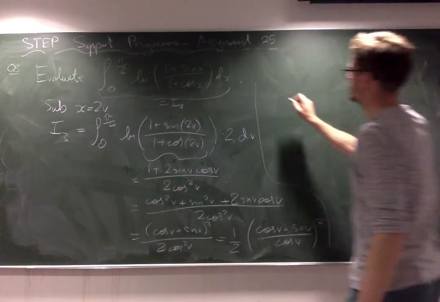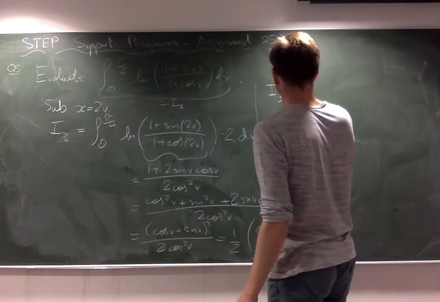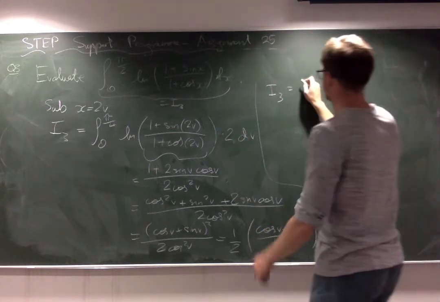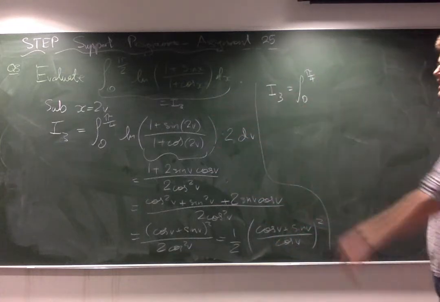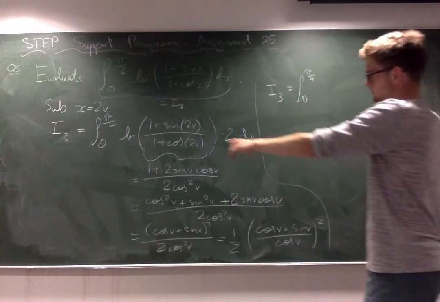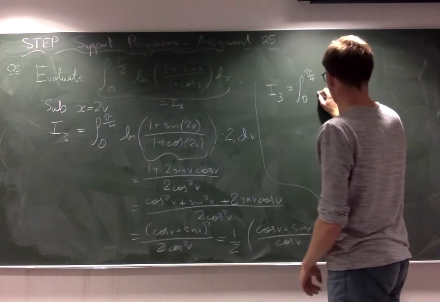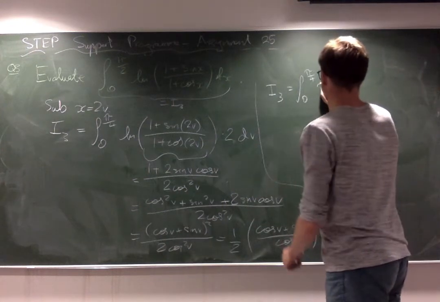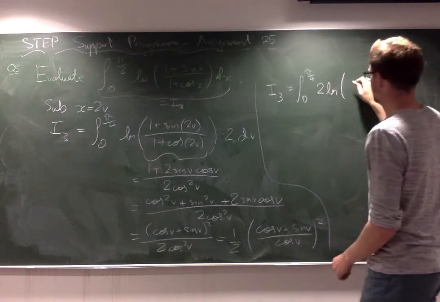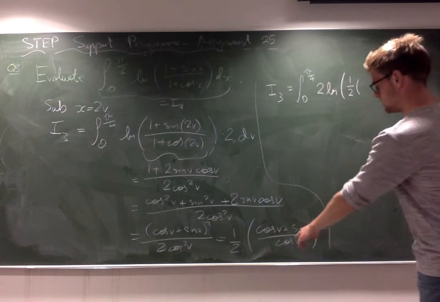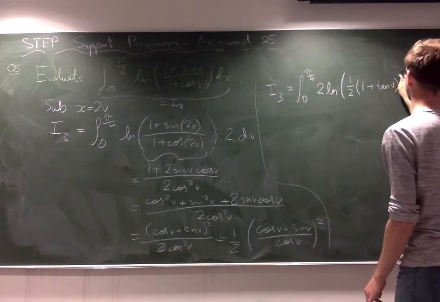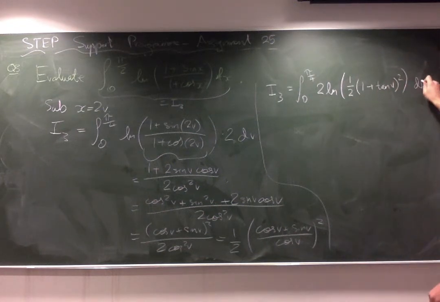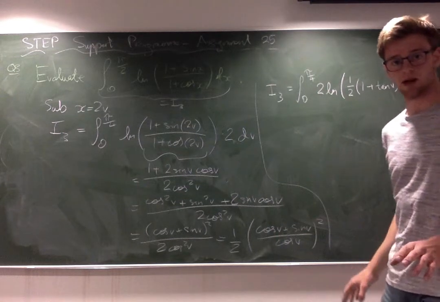Okay, so let's go straight back into our integral. I3 is equal to the integral from 0 to pi over 4, after we changed x equals 2v, of 2 times the ln of a half, now we've just discovered this, 1 plus tan v, all squared. Now we can do our standard ln manipulations.